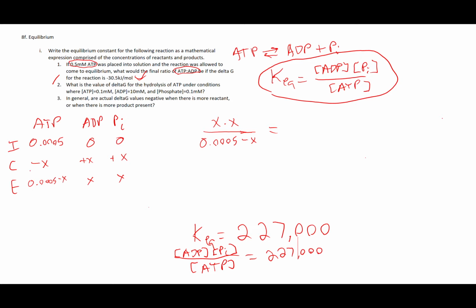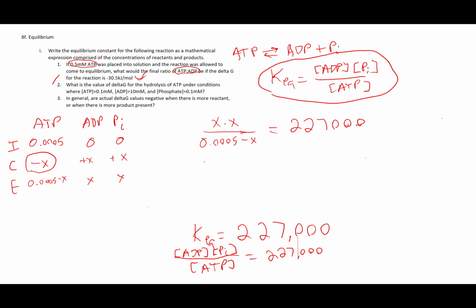So the amount of ATP that we're going to be losing, this negative x, is not going to be a negligible amount. So we actually do have to leave it in this equation. All right, so we end up with this expression. All right, now we have to solve for x.